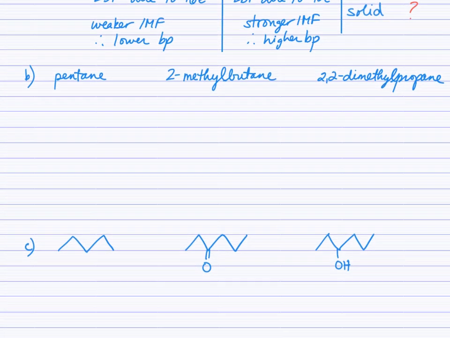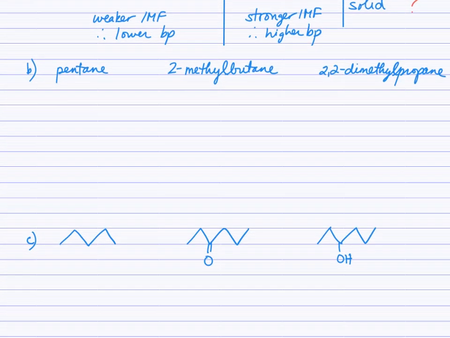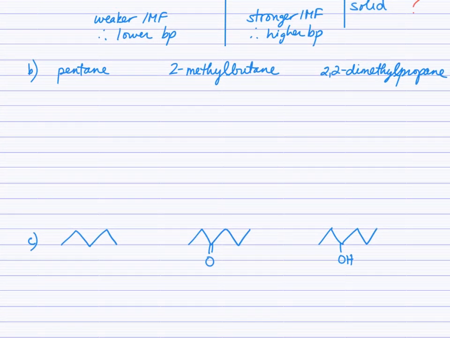Okay, part B. Working again with names of structures that you're familiar with. These were 3 of the isomers of C5H12: pentane, 2-methylbutane, and 2,2-dimethylpropane. So I suggest you draw these structures and predict the IMF and then relative boiling points from there.